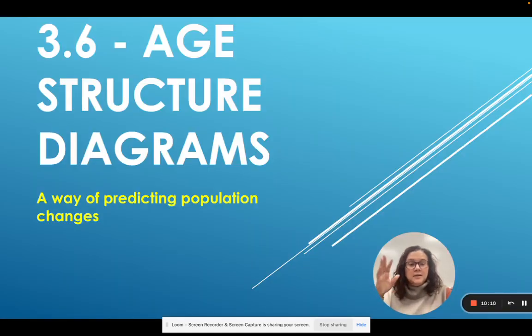So I'm going to pause here. I'm going to make a second video for age structure diagrams. It'll be shorter, but go catch your breath, take a breather. We'll be back in a little bit.